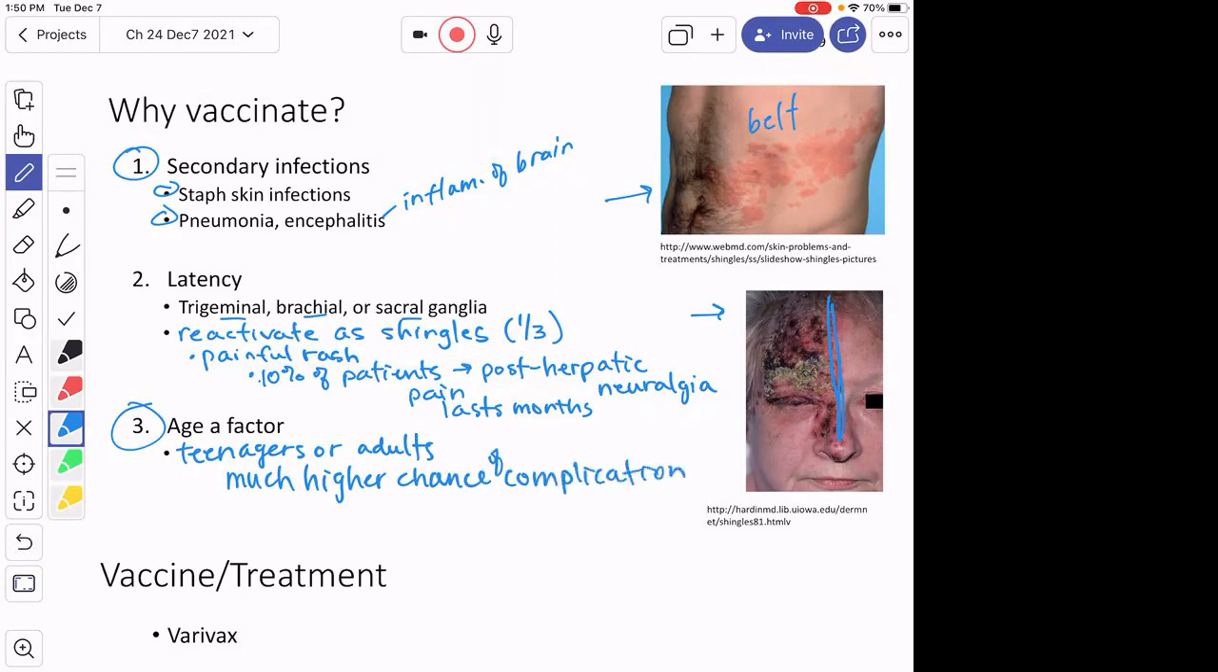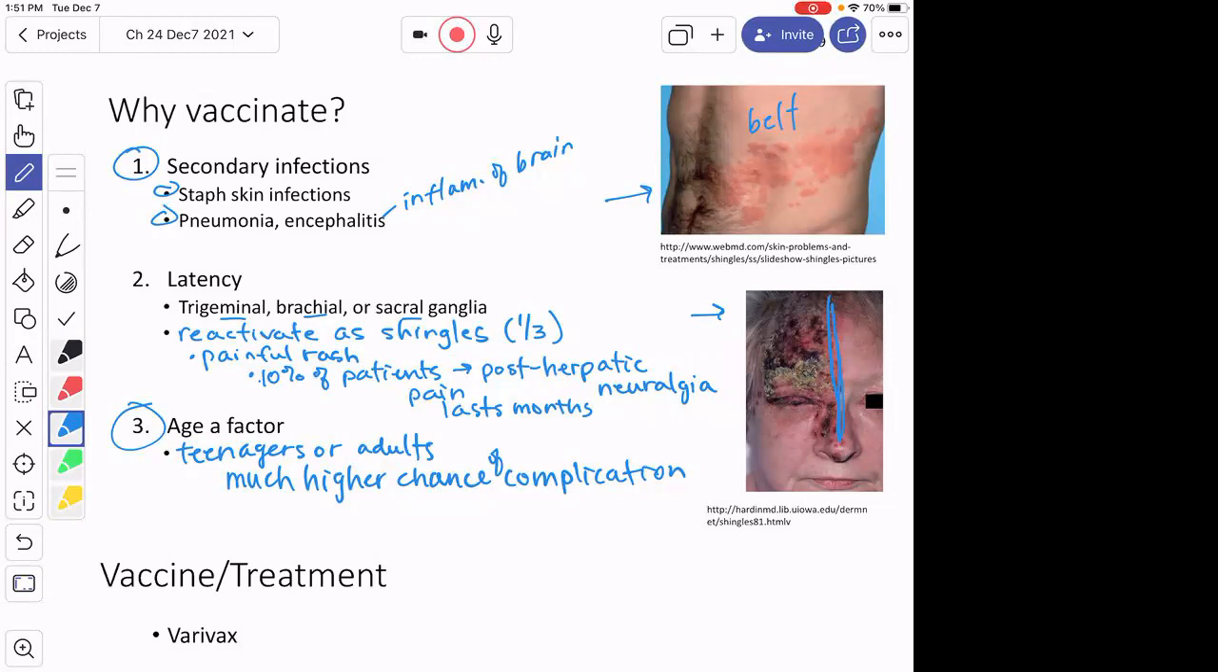Some of you may know Dr. Baxter. He's in the BMS department. He had chickenpox as a teenager and was sick for a really long time. He had pneumonia from it. So, if you don't get it as a kid, you really should get vaccinated. We just have a lot more inflammation that's involved when you get it as you're older.